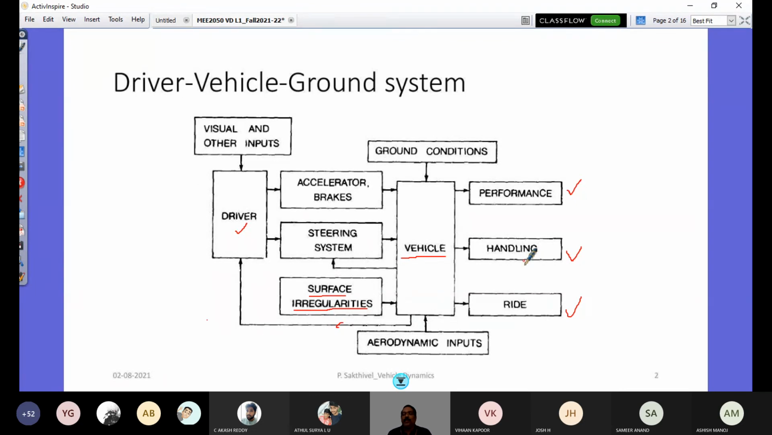Then we will also study in our course how the suspension system is going to be helpful in fulfilling the performance of your vehicle, and so on. So that is all we are going to study in handling aspects, and that is what is called lateral dynamics. So when I say vehicle performance, it refers to longitudinal dynamics. When I say vehicle handling, it refers to lateral dynamics.